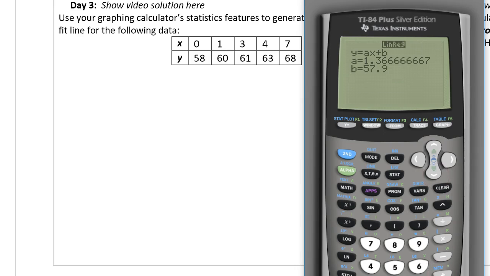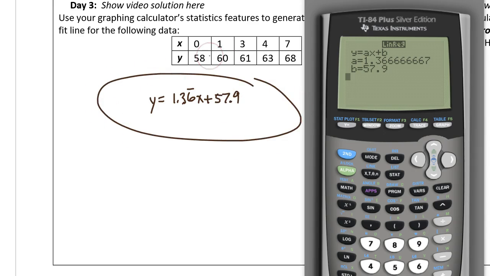push enter. Here on the screen is the linear equation for the line that best fits the dots. This is telling us to follow the slope-intercept form pattern, and it tells us what number to replace for A and what number to replace for B. So the equation the calculator is telling us is Y equals 1.36 repeating X plus 57.9. Our answer is done. Now you don't have to show any of the rest of this on your bell work.